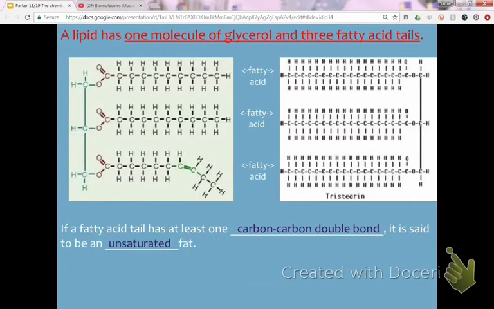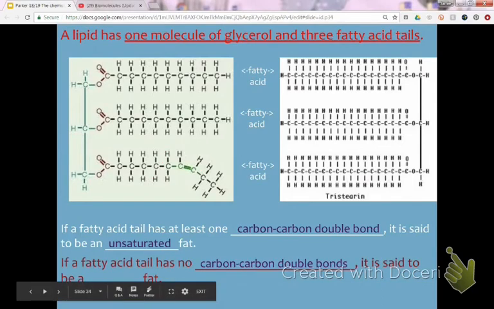Out of these two molecules on the board, is the one on the left or the one on the right unsaturated? Left or right? Which one's unsaturated? Not all at once now. Perfect. Left. You can see it right there. There's that carbon-carbon double bond. Therefore, it doesn't have as many hydrogens as if that bond wasn't there. So it's unsaturated.